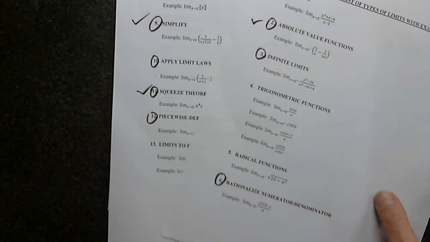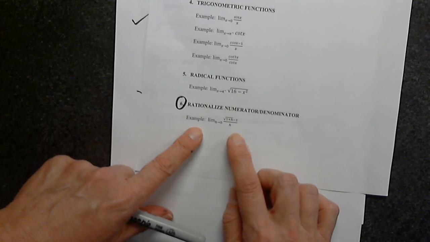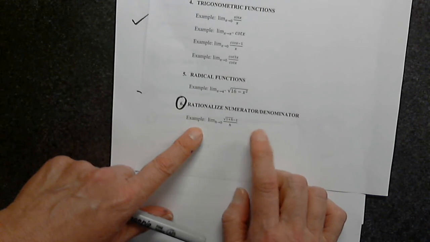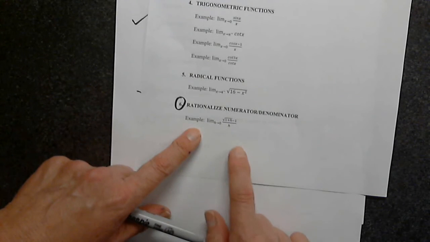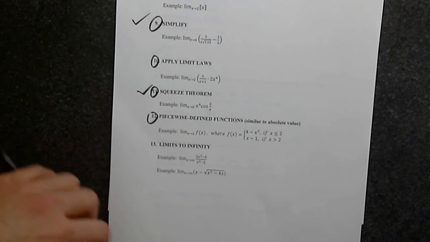I'm sorry? Number 6, we just rationalize like we did last time with 1 plus h plus 1 over 1 plus h plus 1, of course, with the square root. Is that okay? Okay, anything else?